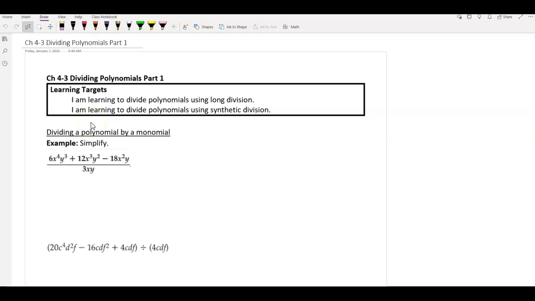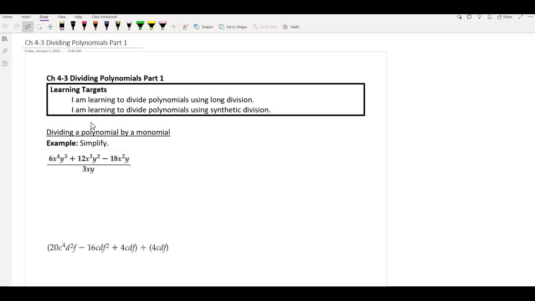All right, today we're going to be looking at dividing polynomials. So this is chapter 4, section 3, and we're going to separate this into two different lessons. The first lesson focusing on what we call polynomial long division, and the second lesson covering polynomial division using synthetic division. So here it's just practice, practice, practice.